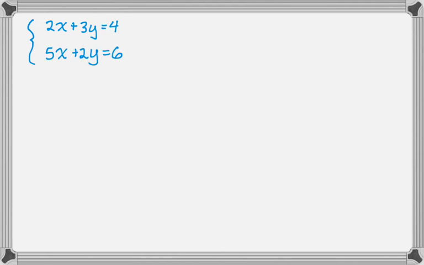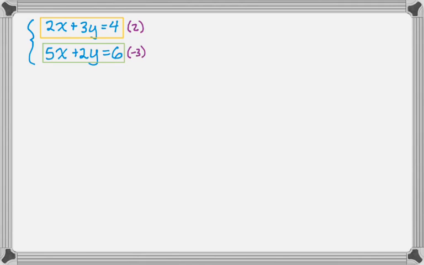So what I'll do is focus in on the y variable and multiply the top equation by 2. If I multiply the top equation by 2, the coefficient of y will be positive 6. So I want to multiply the bottom equation by something so that I will cancel that out when I add them together. So I have to multiply by negative 3.